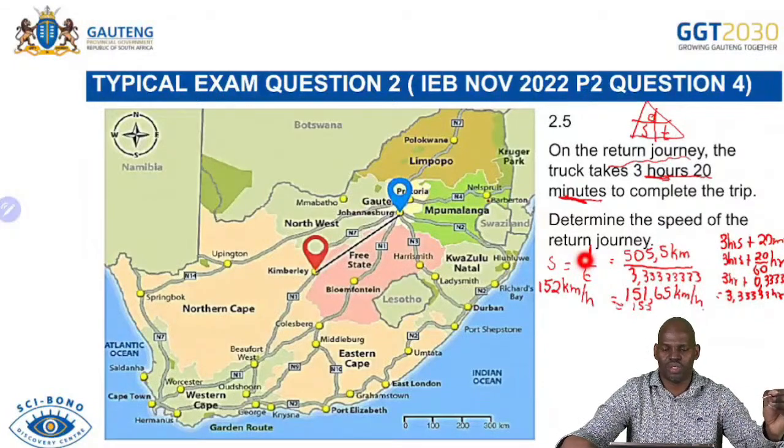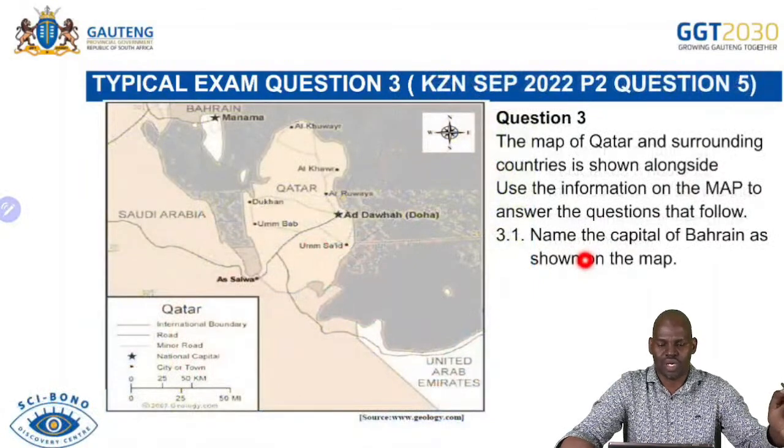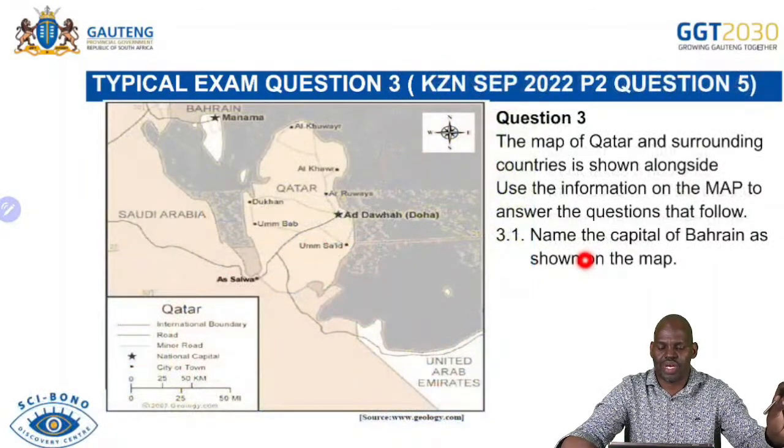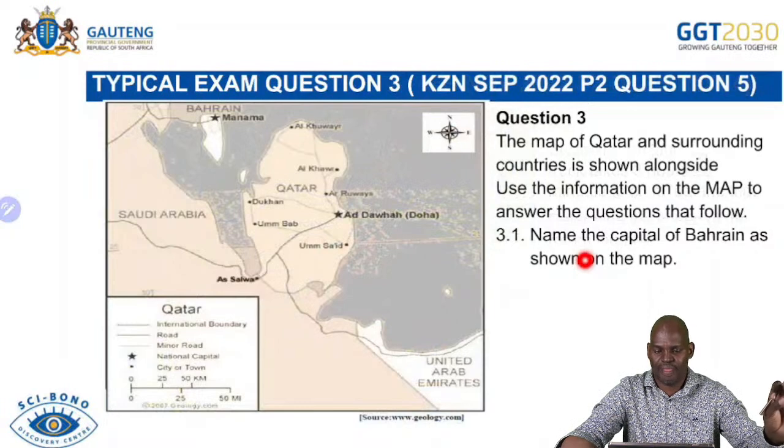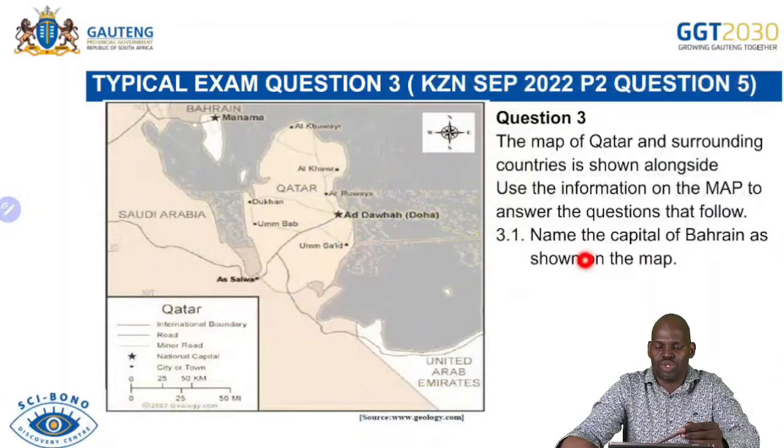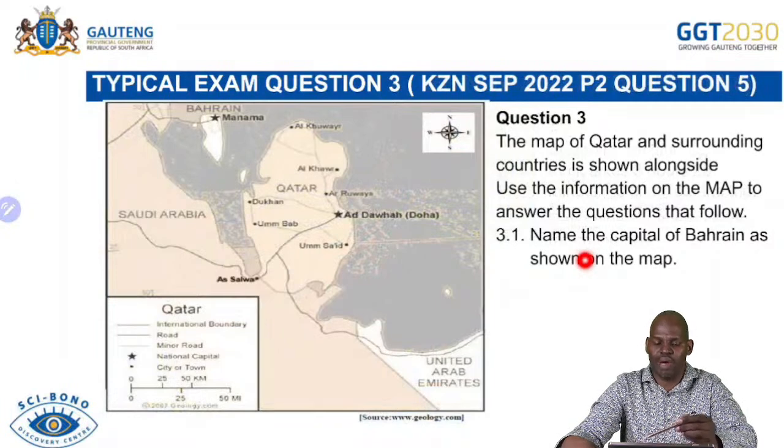Okay, then the next question, boys and girls, it's a typical exam question 3. This was taken from KZN September 2022, paper 2, question 5. So the map of Qatar and surrounding countries is shown alongside. Use the information on the map to answer the questions that follow. 3.1, name the capital of Bahrain as shown on the map.